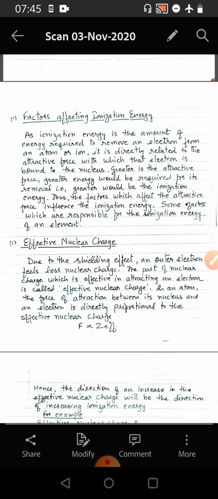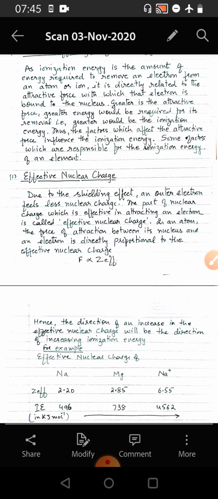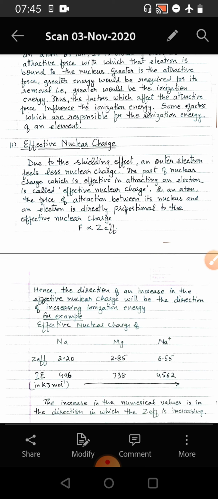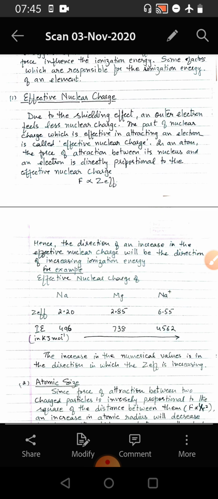As ionization energy is the amount of energy required to remove an electron from an atom or ion, it is directly related to the attractive force with which that electron is bound to the nucleus. Greater is the attractive force, greater energy would be required for its removal. That is, greater would be the ionization energy. Thus, the factors which affect the attractive force affect the ionization energy. Some factors which are responsible for the ionization energy of an element are effective nuclear charge.